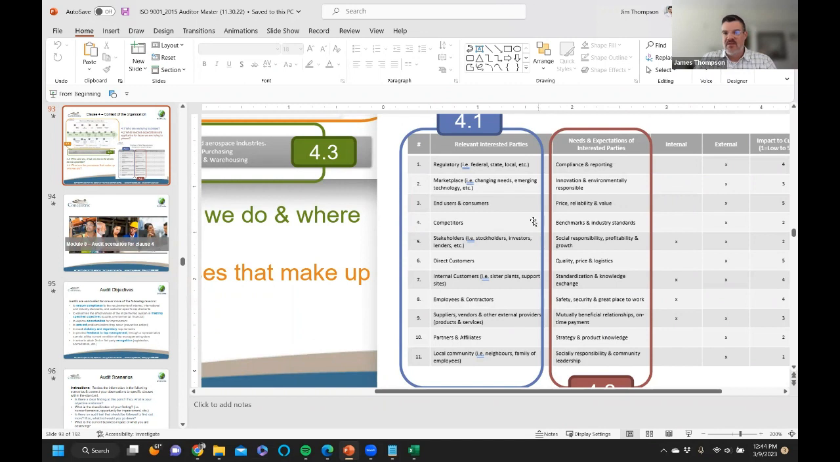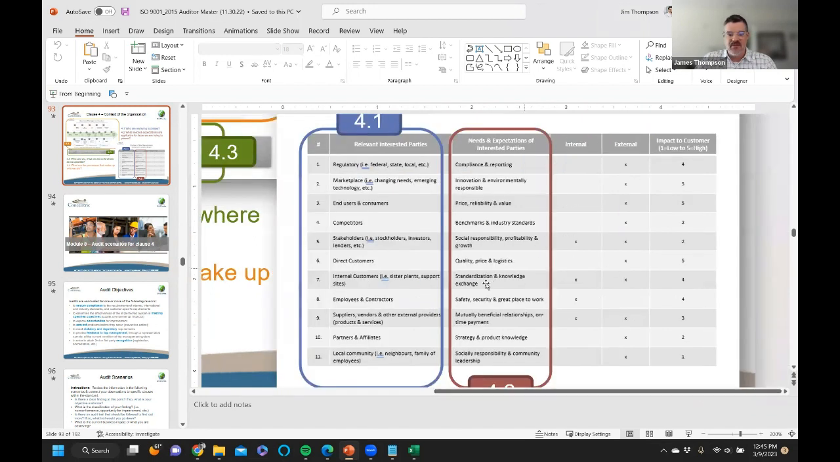And then for each of those relevant interested parties, you could come up with a list of, okay, well, in terms of employees and contractors, what are the needs and expectations of those interested parties that we're trying to control? Safety, security, and a great place to work. Maybe that's it. This tool actually goes a little bit further and goes to, okay, is that an internal interested party or an external? And then what is the impact to the customer?